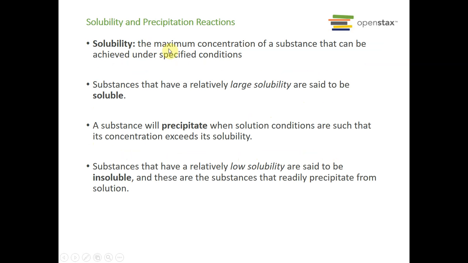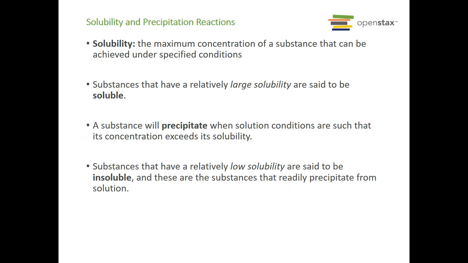Solubility. The maximum concentration of a substance that can be achieved under specific conditions. The substances that have a relatively large solubility are said to be soluble. A substance will precipitate when solution conditions are such that its concentration exceeds its solubility. Substances that have a relatively low solubility are said to be insoluble, and these are substances that readily precipitate from solution.